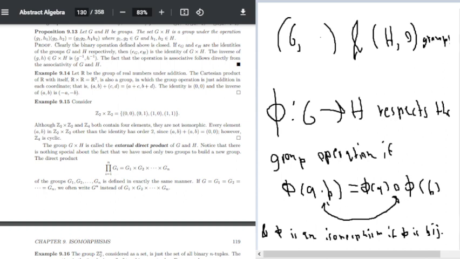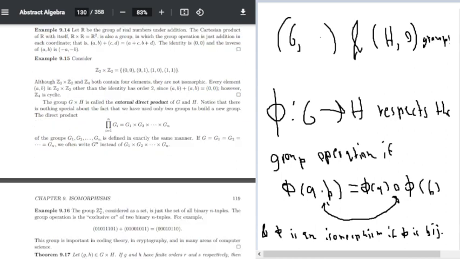Anyways, continuing. Example 9.15. Consider Z mod 2 times Z mod 2, which is the four-element set (0, 0), (0, 1), (1, 0), and (1, 1). Although Z2 times Z2 and Z4 both contain four elements, they are not isomorphic. Every element (a, b) in Z2 times Z2, other than the identity, has order 2, since (a, b) plus (a, b) equals (0, 0). However, Z4 is cyclic. The group G times H is called the external direct product of G and H.